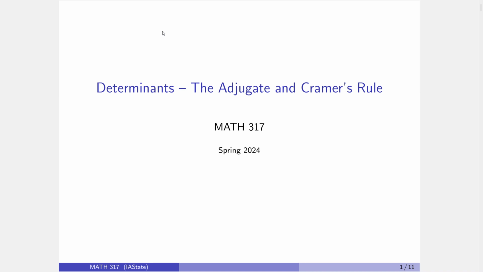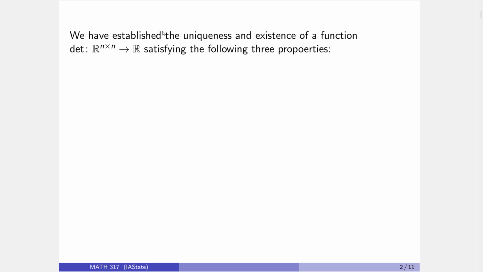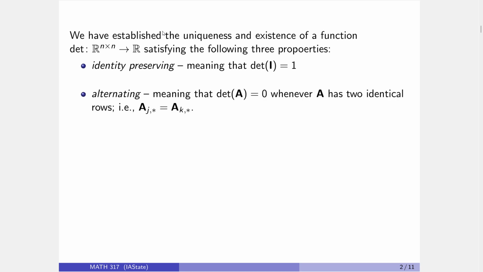Alright, let's go. So, last time we looked a little bit more at determinants and we established the classic recursive formula, but let's recap everything. So, we have now officially established the existence and uniqueness of a function on the n by n matrices that has the following three key properties. It's identity preserving, meaning that the determinant of the identity matrix is equal to 1. Alternating, meaning that the determinant is 0 when my matrix has two identical rows.